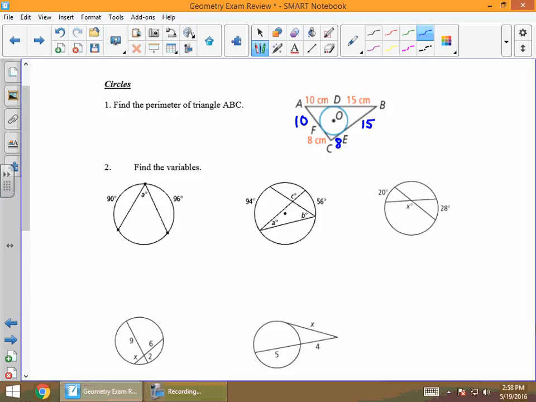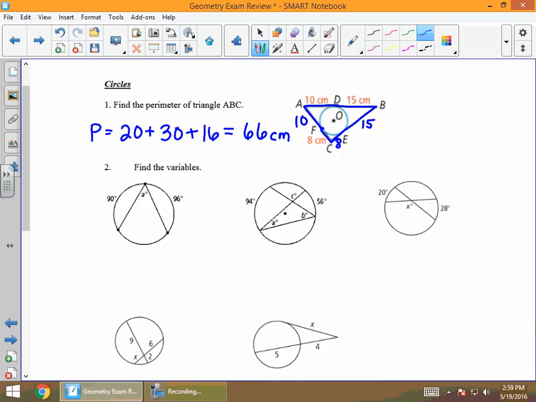So the next thing we need to know is the perimeter, I'll call it P, is equal to the sum around the outside. So I'll start at F. A to D, that's 10 and 10, which is 20. And then from D to B is 15 and another 15, so that's 30 more. And then I have 8 and 8, which is another 16. If I were to add all this up, 20 and 30 is 50, plus 16 is 66 centimeters. So that is 66 centimeters for number 1.